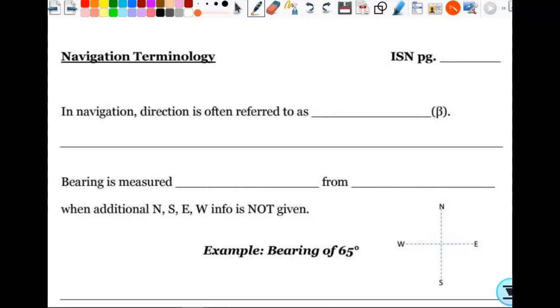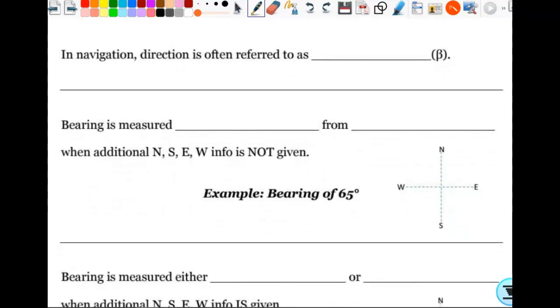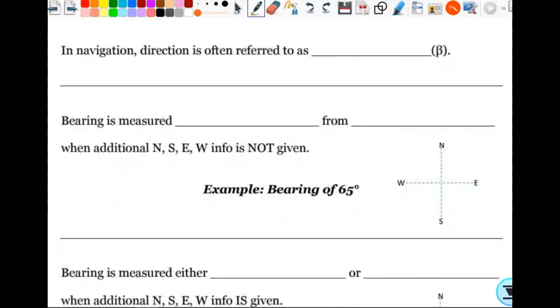Okay, in order to work through some of the word problems that we're going to have, we need to know some terminology that goes along with navigation. And I'm pretty confident that none of you are sailors, so you probably aren't very familiar with all of this. In navigation, and not just sailors, but other types of navigation as well, direction is often referred to as bearing.